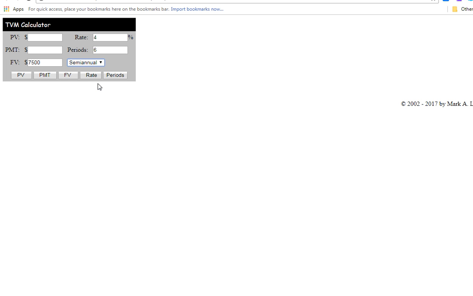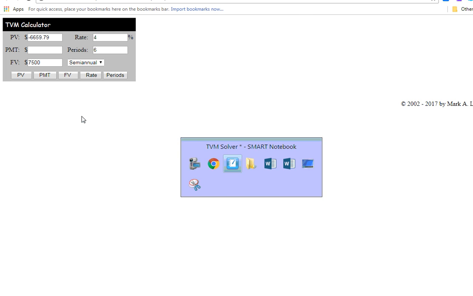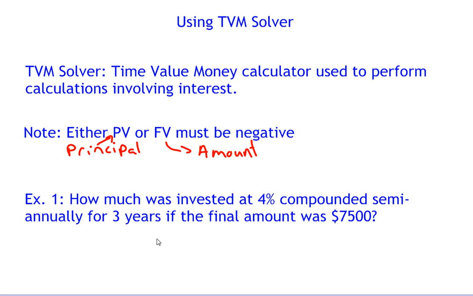And once we have everything plugged in, we can press the button for the thing that we're trying to find, in this case the present value. So we click on that. Again, you'll see that it's negative. It just goes back to what I said earlier, but one of the two values has to be negative. What this means is that you have to invest $6,659.79 to get the desired amount. So the answer to the question here, just jot that down, and this just came from the TVM solver, $6,659.79.